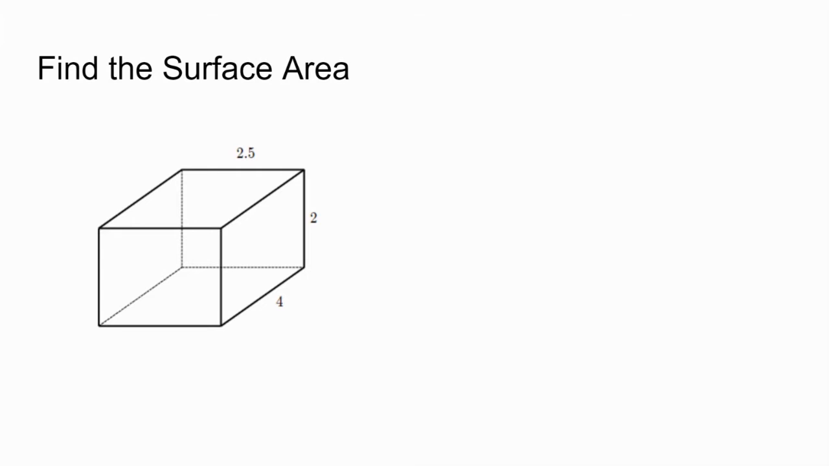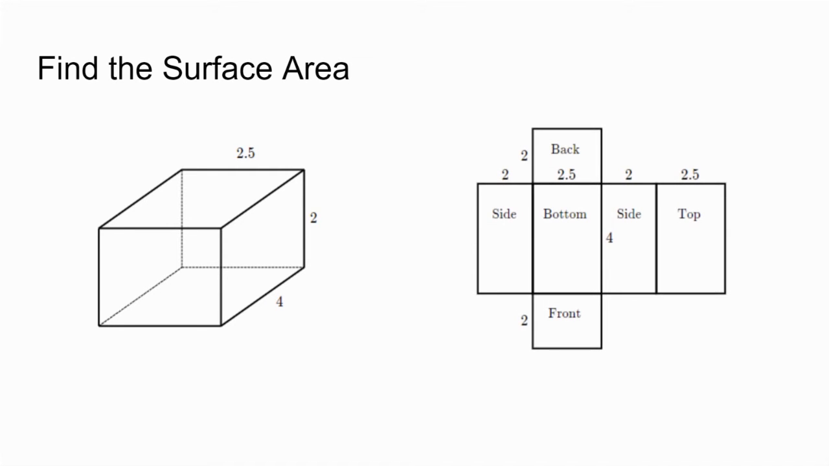Okay, let's do another example. It says find the surface area. If it doesn't specify between lateral and total surface area, we're always going to assume it means the total surface area. So I look at this and I see that it's a prism. It's a rectangular prism. I'm going to draw the net and label it with all the dimensions. In order to find the total surface area from a net, you're just going to find the area of all the individual rectangles here and add them up together.